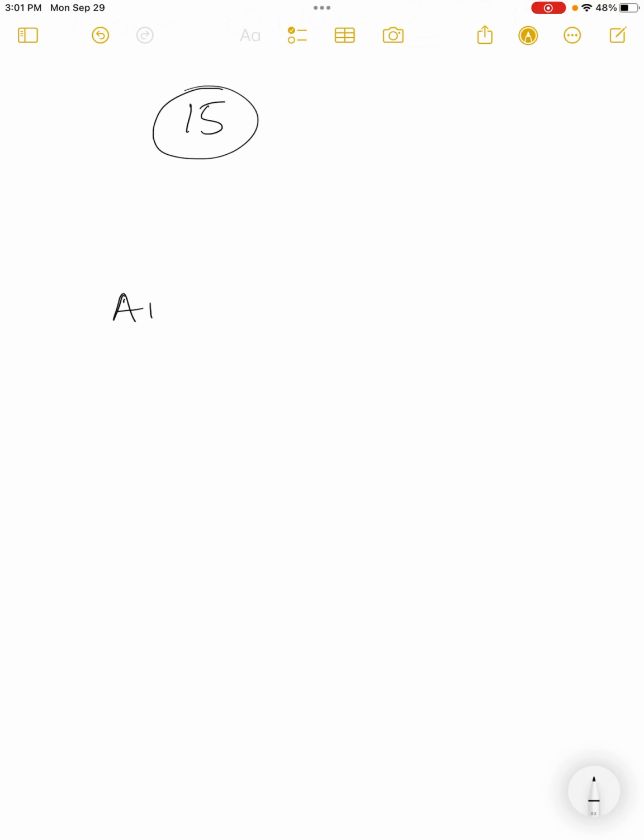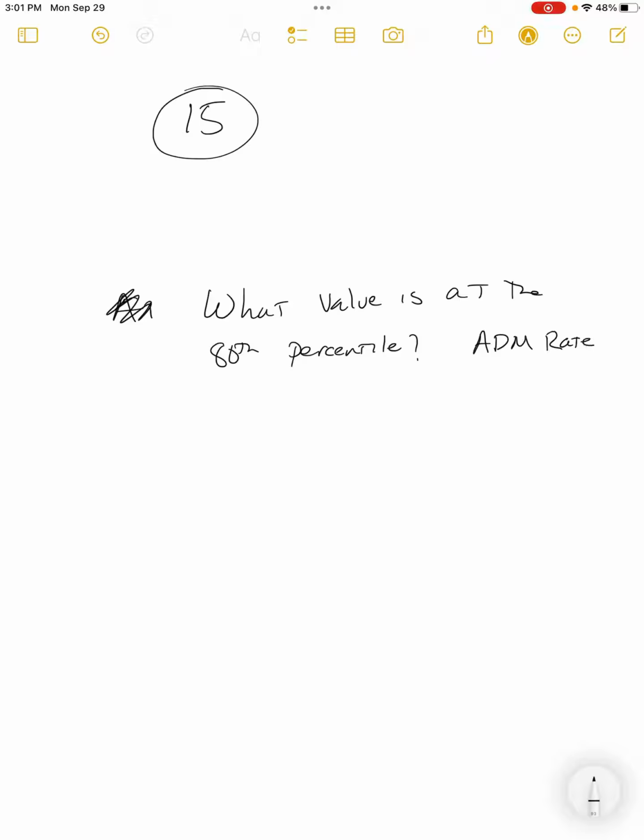Actually, they word it like this: what value is at the 80th percentile? That's how they word it in the homework. And here we're going to use the admission rates. Okay, and so we know what to do.